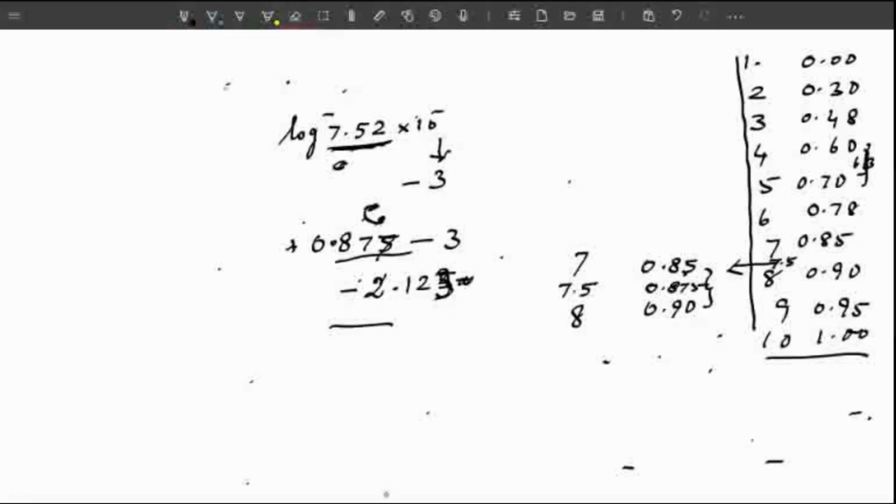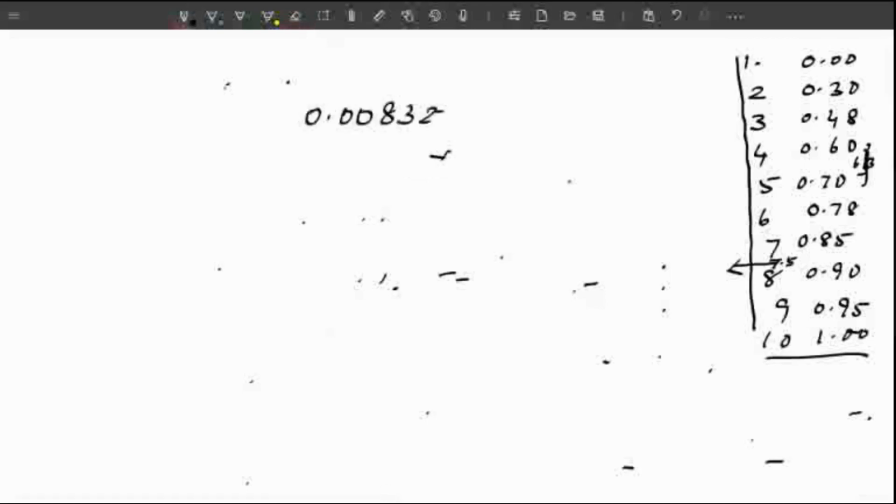Tell me another decimal. 0.008324. That is the log of this one. And for this one, the digit and decimal will be converted into 8.324 into 10 power minus 3. For 10 power minus 3, it is equal to minus 3.